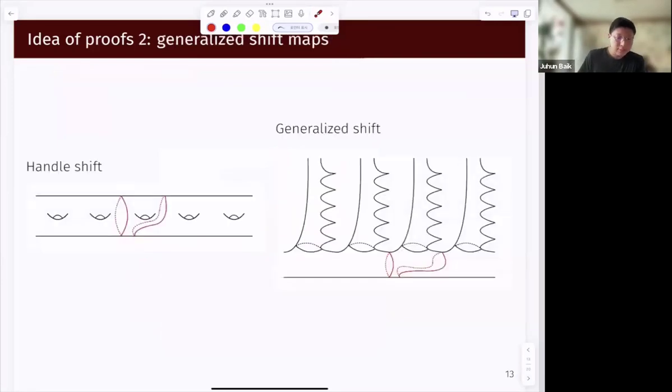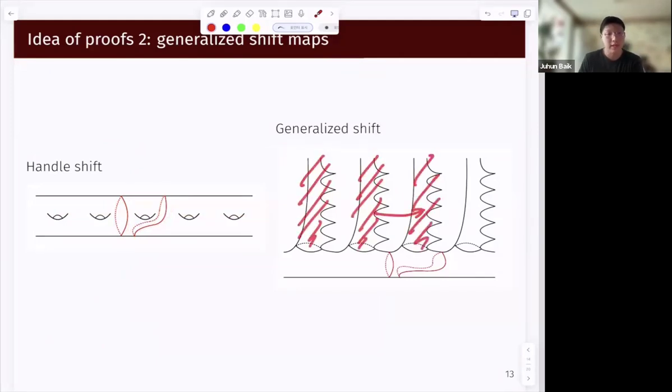Okay, so the second idea is the handle shift and the generalized shift. So handle shift is nothing but just pushing those genus to the right. So this curve goes to this curve. And then generalized shift is just, again, another shifting. But in this case, not a handle, but something a little bit bigger. Okay. So this one goes to here, like this way.